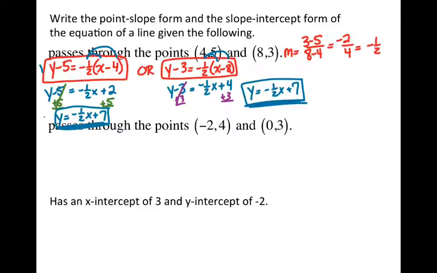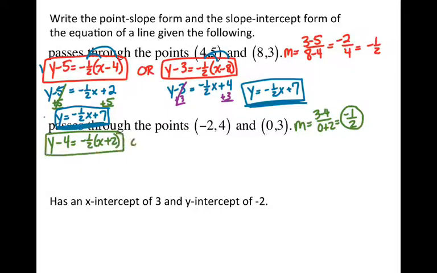Okay? All right, on that next one, again, you got to find slope first. And it ends up being negative 1/2. And then write the equation. So y minus 4 equals negative 1/2 x minus the negative 2, so plus 2. Or if you use the other point, you can still write it like that. y minus 3 equals negative 1/2 x minus 0.